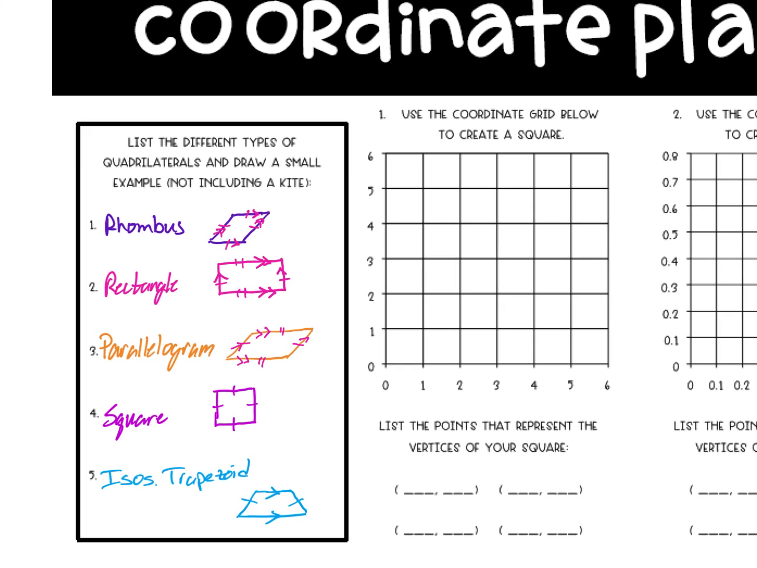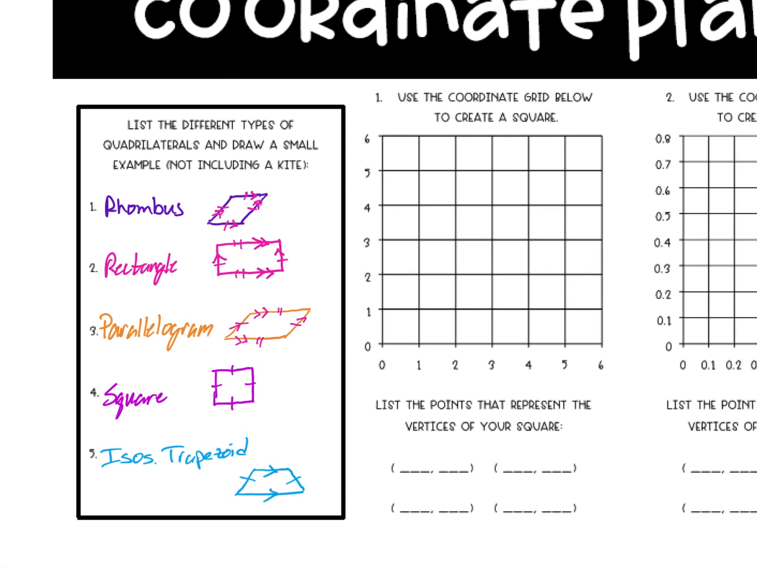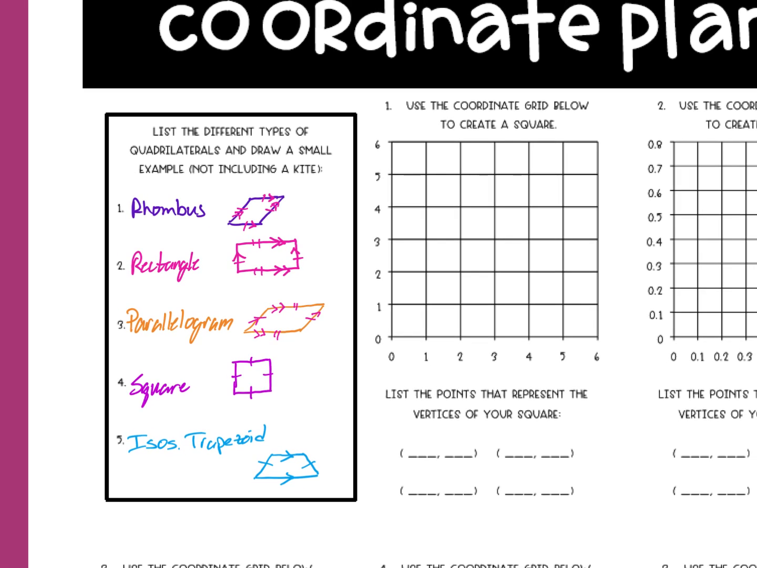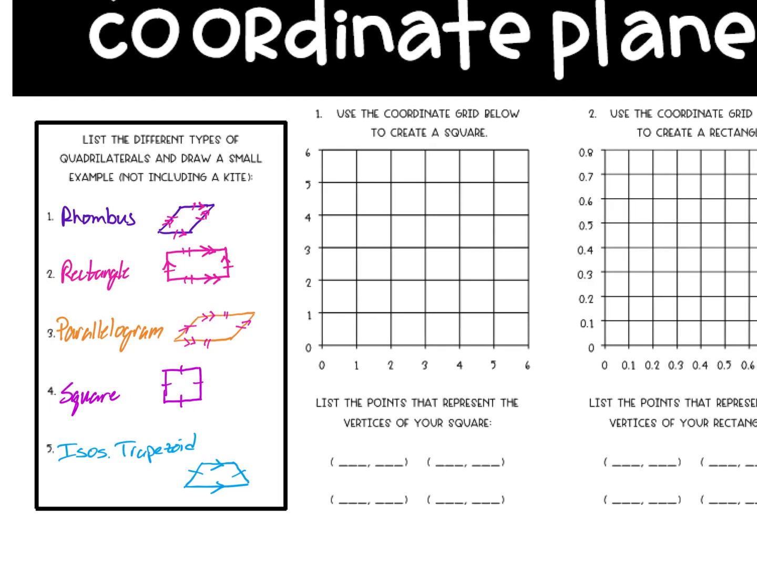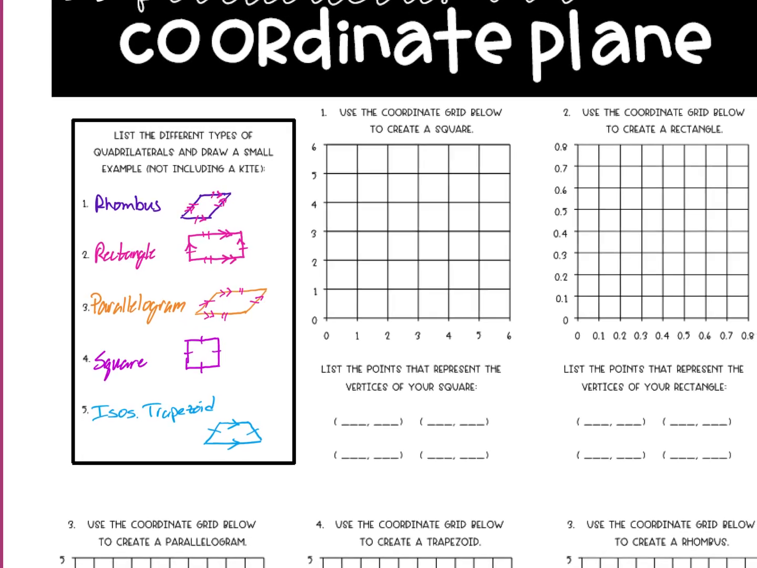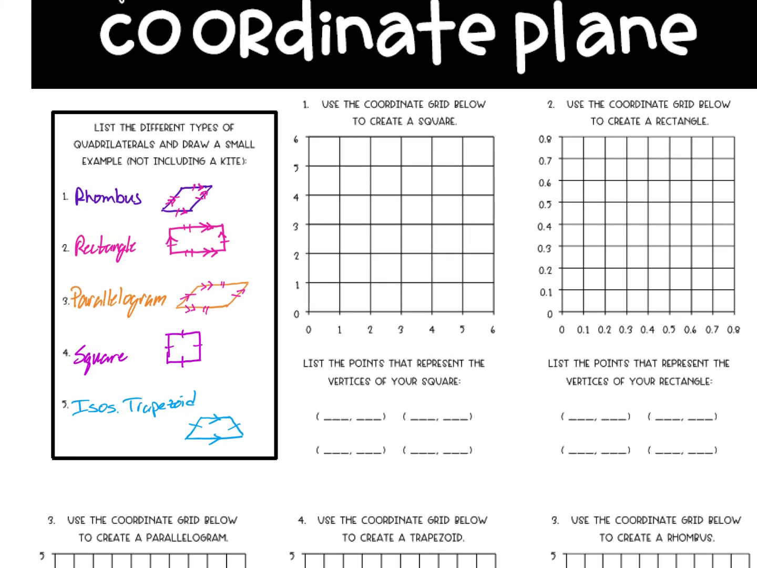Use the coordinate grid to create a square. Go. Doesn't matter what size of square you draw. Just draw a square. And then list the points, the vertices of your square. How many different squares can we draw? A bazillion, right? Draw a square. After you guys draw a square, I'm going to draw a square. List your coordinate points at the bottom. See right down here? There we go. Draw a square.